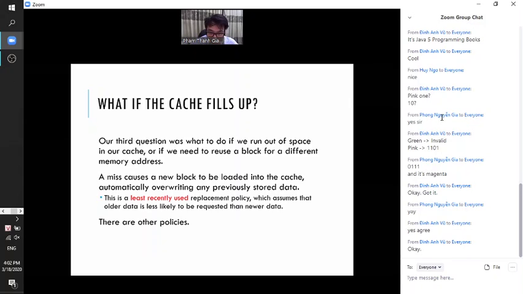So the third question: what do we do if we run out of space in our cache? Running out of space in our cache does not mean running out of full space. If you understood before, running out of space means running out of space in a set or a line. Or if we need to reuse a block for different memory addresses. So a miss causes a new block to be loaded. The miss will cause a new block to be reloaded into the cache, automatically overwriting any previously stored data.